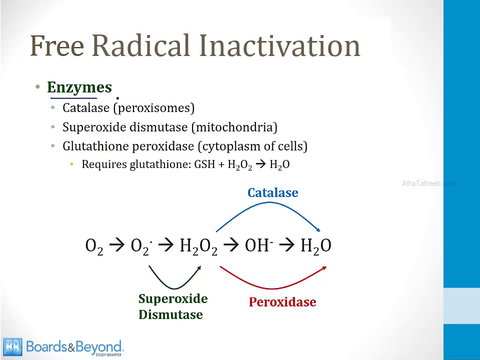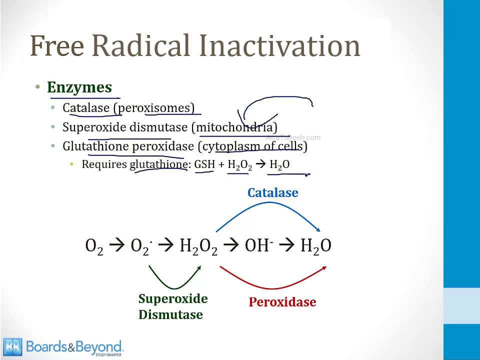There are also enzymes in our body that can inactivate free radicals. Catalase is found in the peroxisomes in our body. Superoxide dismutase is found in the mitochondria, and we talked earlier about how this can eliminate free radicals generated by oxidative phosphorylation, which occurs in the mitochondria. Glutathione peroxidase is another enzyme in cells. It's found in the cytoplasm. It gets its name because it requires glutathione, and it uses glutathione to inactivate hydrogen peroxide and turn it into water.